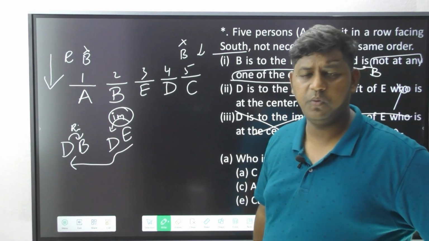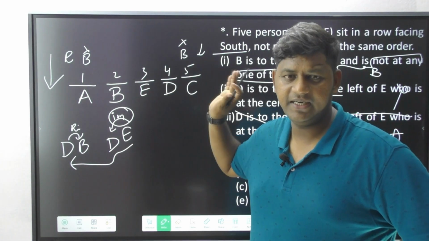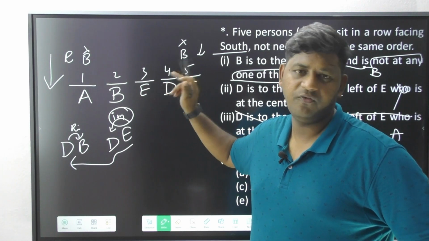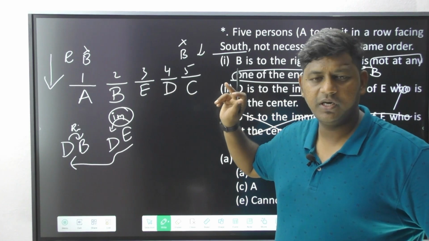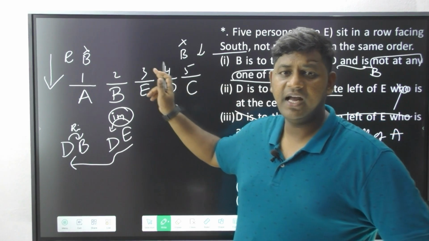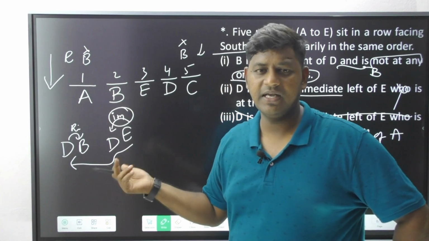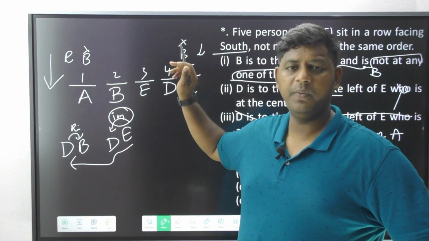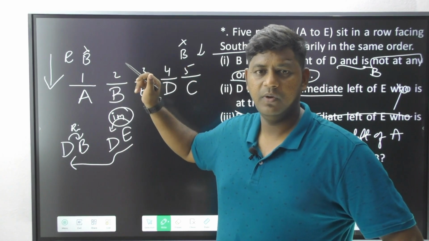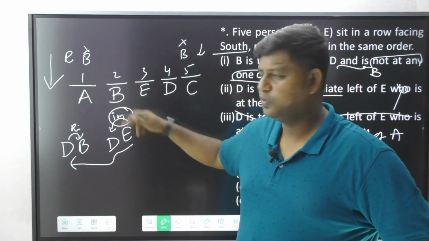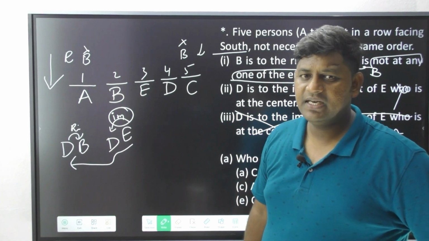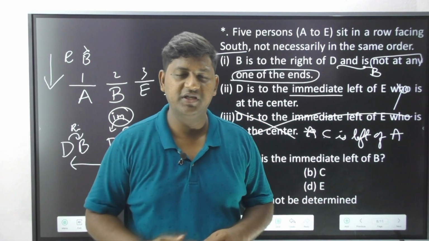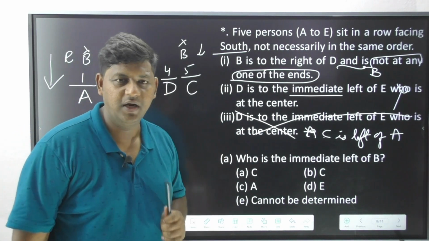We do not have any other possibility because E is at the center. I have allowed him at position number 3 and D should be sitting immediate left of E. So I allowed him at position number 4, and D's right side I have to bring B, which is not given as immediate. So 3, 2, 1 are the positions. 3 is already occupied by E and 1 cannot be taken by B. So I placed him at position number 2, and E's left side, it is again not given as immediate. So I have allowed him at position number 5 as well as 1.